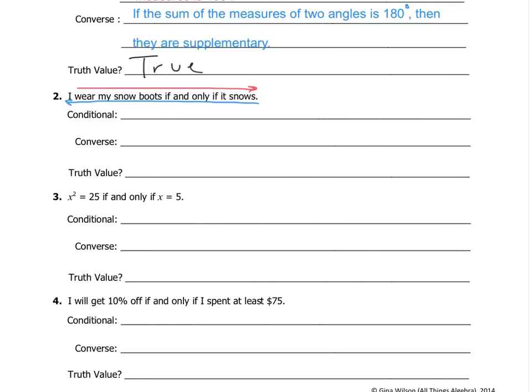In example 2, I wear my snow boots if and only if it snows. We're first going to write the conditional statement going from left to right, following the red arrow, and then we'll do the converse going right to left, following the blue arrow. Here are those two statements based on this biconditional. If I wear my snow boots, then it snows. That's the red arrow going from left to right. The converse: if it snows, then I wear my snow boots. That's going from right to left.